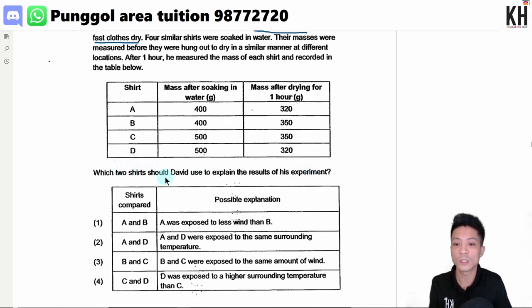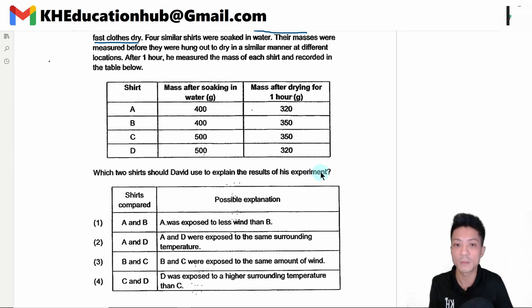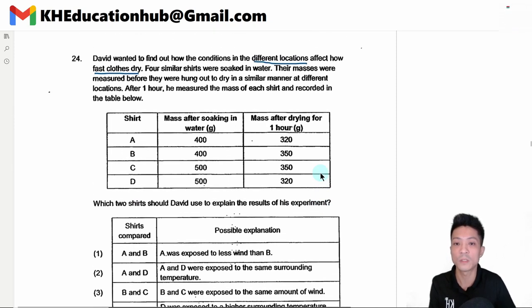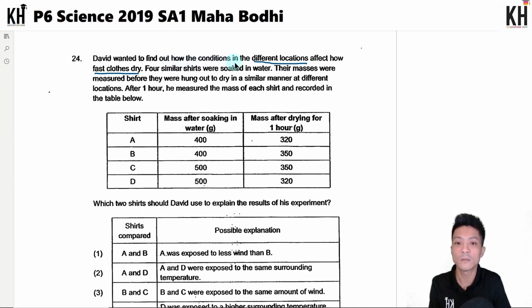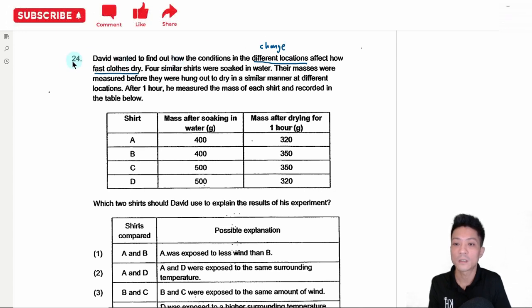Which 2 shirts should David use to explain the results of his experiment? So what does he want to find here? He wants to find out how the conditions in the different locations affect the drying. So different location is the change, and how fast they dry is the measured.